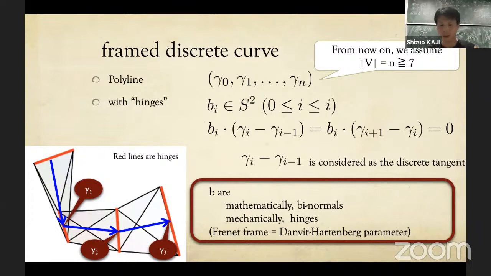So actually, in the discrete case, if you require this normal direction to be orthogonal to both adjacent edges, then in general you have only one direction, up to sign, which is the binormal. Anyway, this is the correspondence between linkage and discrete space curve.